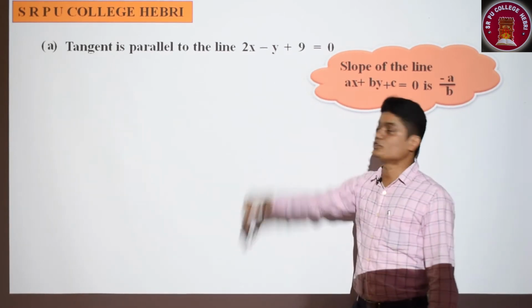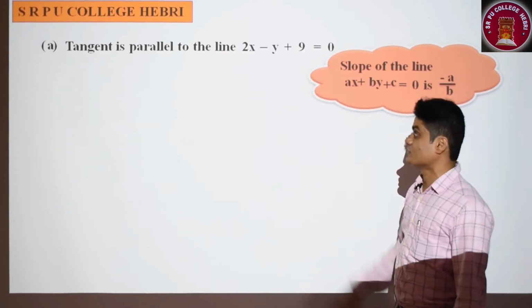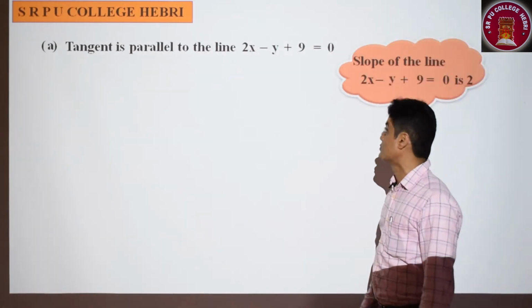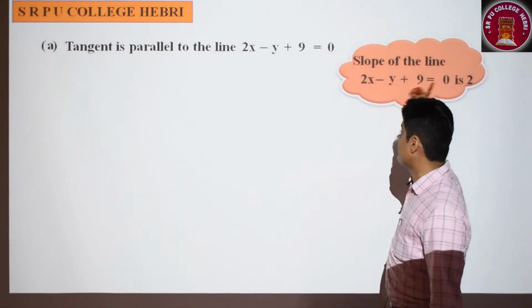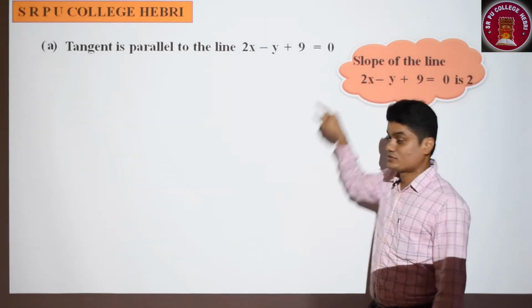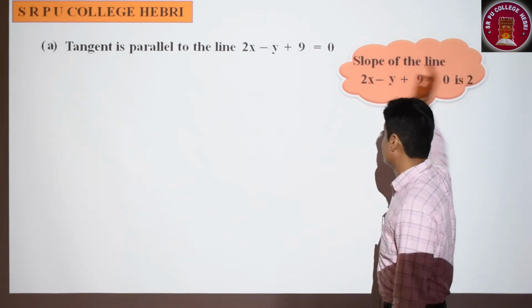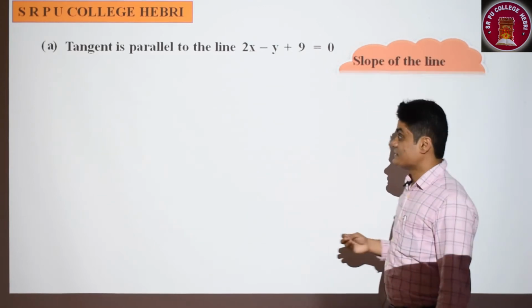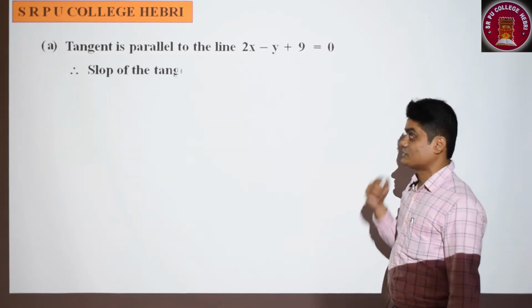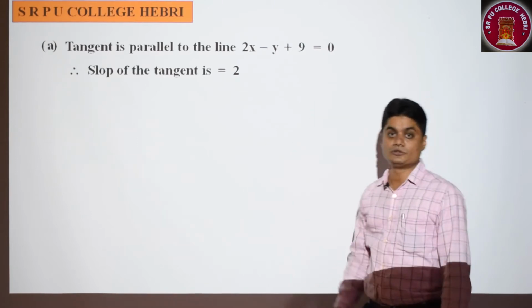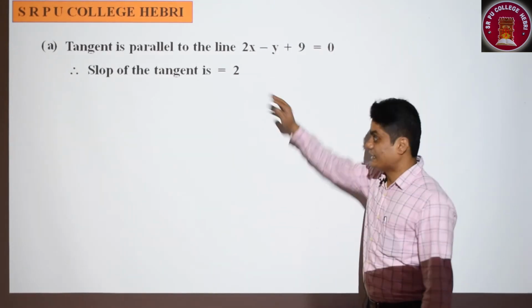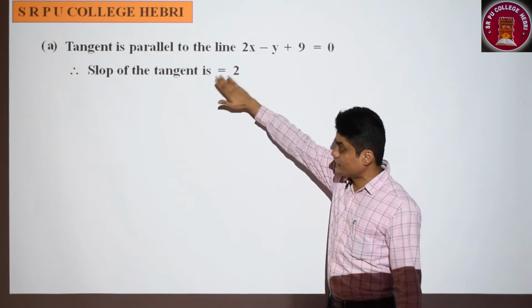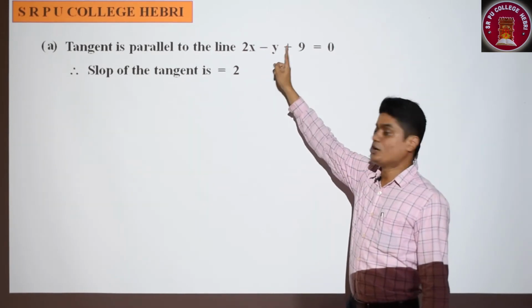So what is the slope of the line given in the question, that is 2x minus y plus 9 is equal to 0? The slope of this line is minus 2 by minus 1, which is plus 2. So the slope of this line will be equal to 2. Understood? Now what is given? The tangent is parallel to this line, so the slope of the tangent is also equal to 2. Understood this concept? The tangent is parallel to this line, so the slope of the tangent must be equal to the slope of this line. How to get the slope of this line?